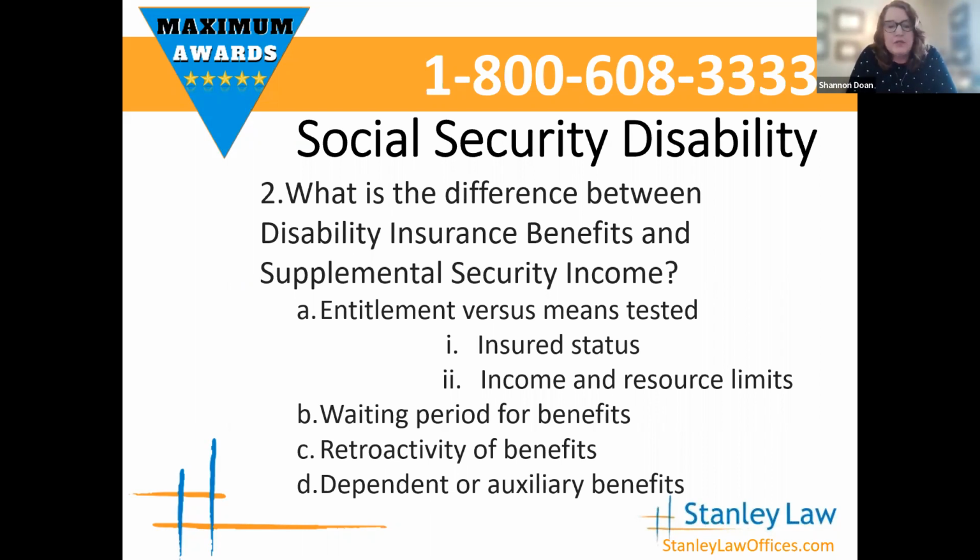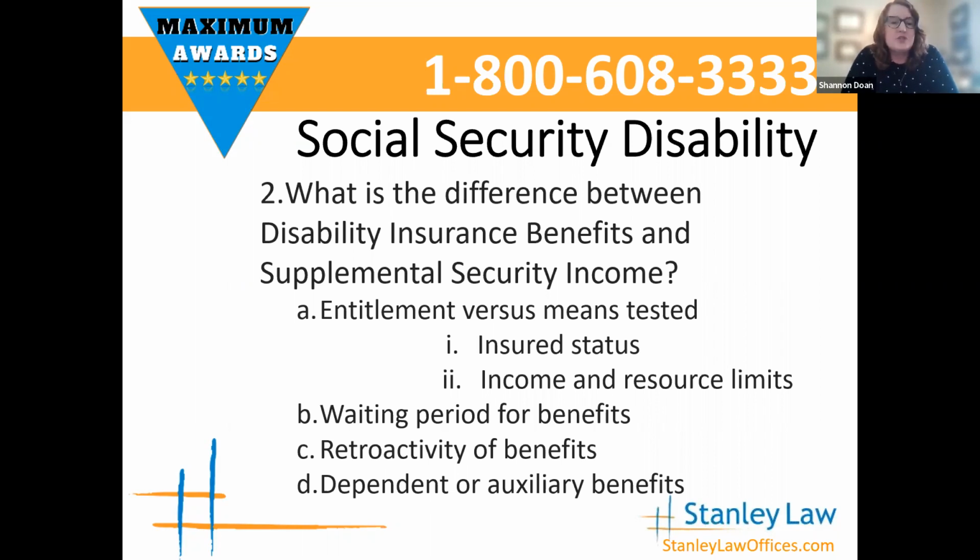The first, and I would say the biggest difference between the two types of benefits is one is an entitlement-based benefit, the other one is a needs or means-tested benefit. What does that mean? Disability insurance benefits are an entitlement benefit that are based upon your work history. All of those FICA taxes that we see deducted from our paychecks over the years are paid in to the Social Security system and contribute to our insured status. So in order to be eligible for disability insurance benefits, you typically have to have worked a significant part of your life.